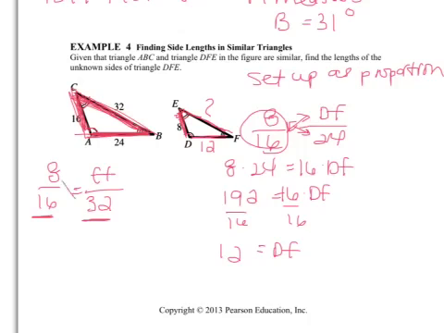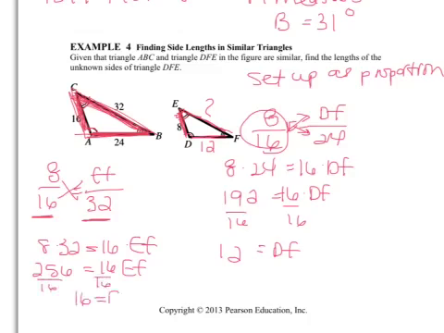So again, we can cross multiply. So I can say 8 times 32 equals 16 times EF. So 8 times 32 gives us 256 equals 16 EF. If I divide both sides by 16, that should come up with 16 equals my EF. So now I know here that my EF is actually 16.